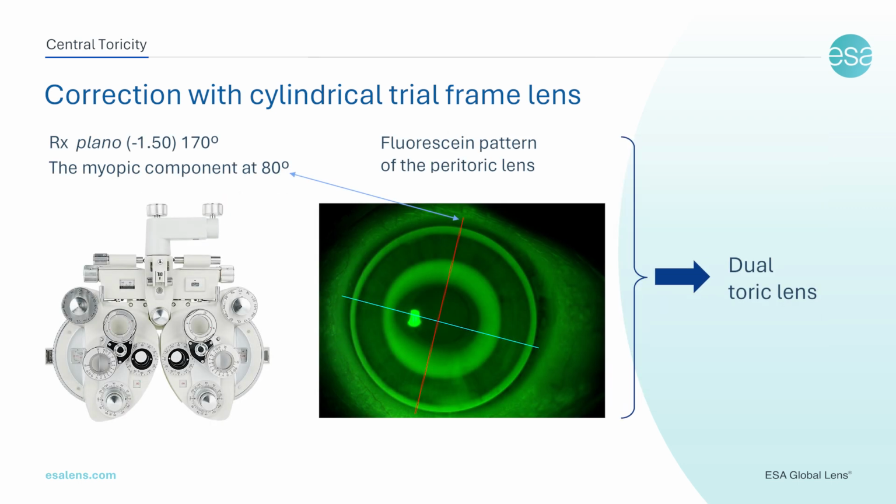Finally, you must verify that the axis of the patient's residual myopic astigmatism aligns, or nearly aligns, with the steep meridian of the lens. If all the clinical conditions described are met, you may proceed with ordering a dual toric lens.